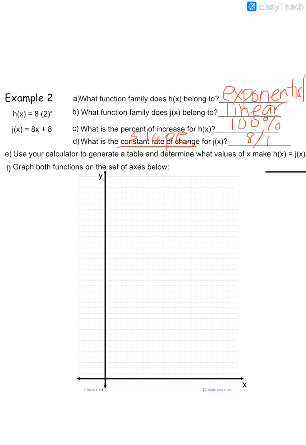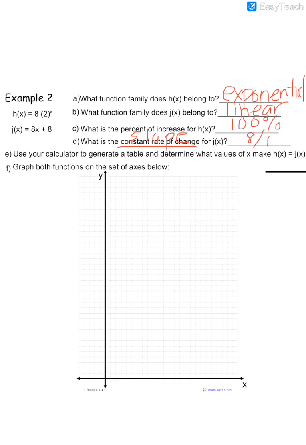Okay, so let's talk about graphing this. Let's do y equals. Let's clear everything out that we have here. Let's plug in 8 parentheses 2 close parentheses caret x. That's my exponential in my y1. And in my y2, I'm going to plug in my linear function, my line, 8x plus 8. And I'm going to generate a table by hitting second graph.